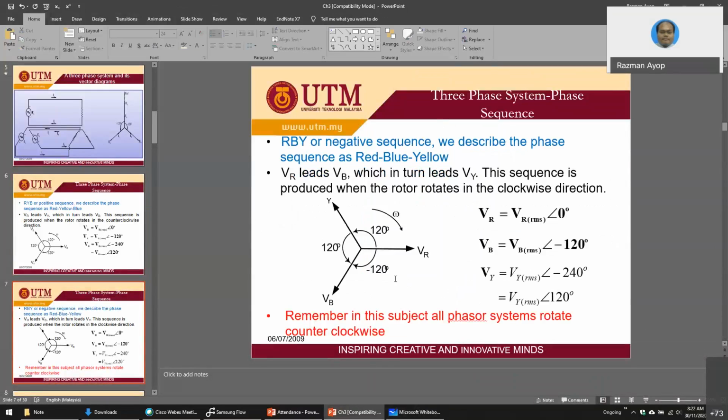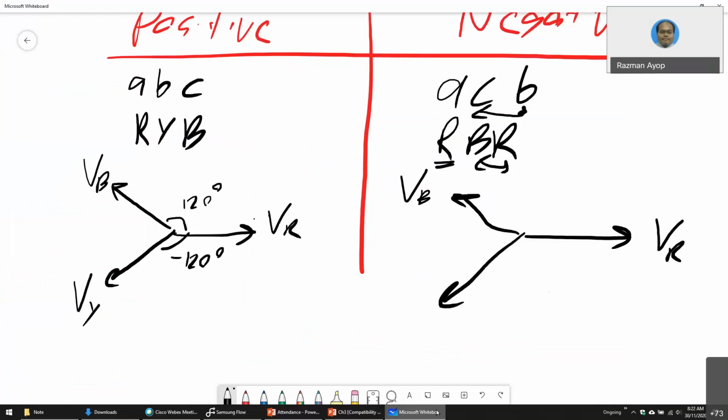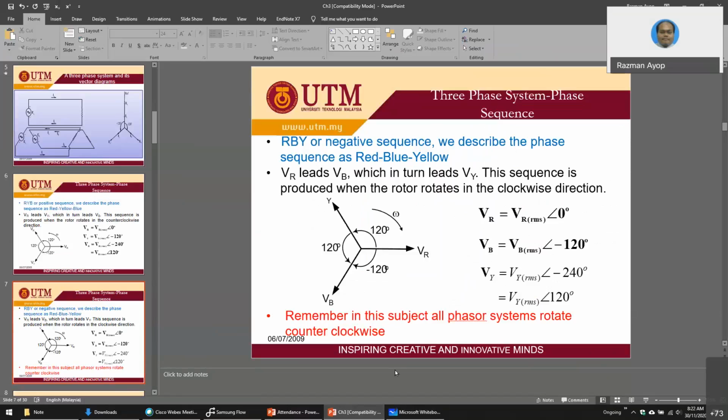You can see here, VB and VY are flipped. So VY is negative 120 degree, and this one is 120 degree.